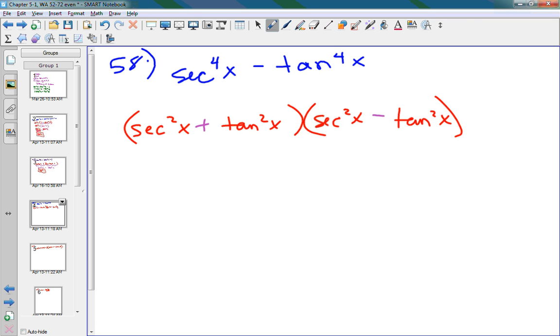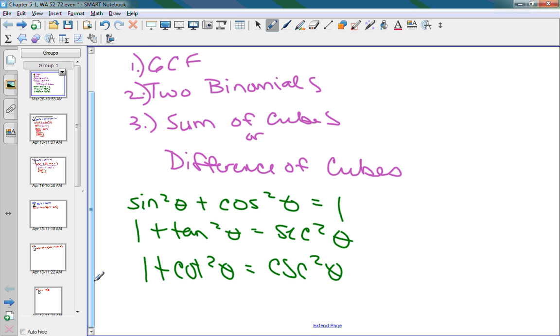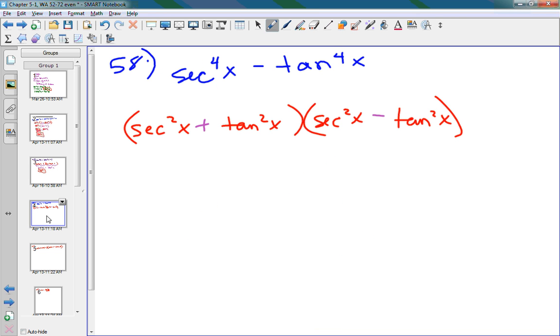Okay, now which identity would you use up here? You'd still use the second one, and what's an easy thing to do at this point? You're overthinking the situation. I have a really easy plug and chug here, because every time I see secant squared, what can I plug in for it? 1 plus tangent squared. It doesn't matter which direction you go with it, it's just a matter of being consistent in what you do. Does that make sense? So every place that I see a secant squared, what am I going to put in place of it?